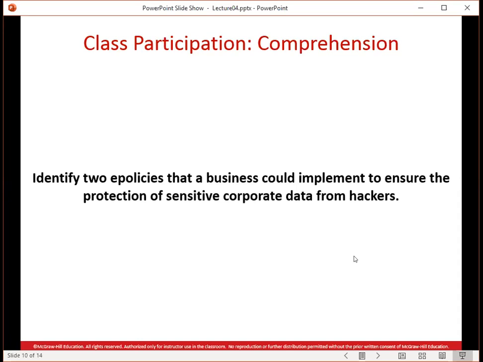So let's look at two e-policies that a business could implement to ensure the protection of sensitive corporate data from hackers. Well, an ethical computer use policy contains general principles that guide computer user behavior. So that's something that would prevent people from using certain software during working hours. And obviously this could prevent people from going out to sites that might have viruses during working hours.